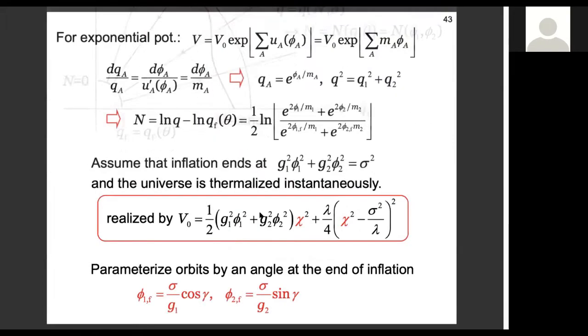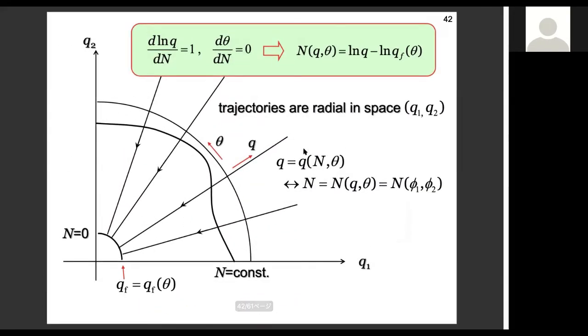Can I ask a question here? Oh, yeah, sure. Okay, since d theta / dn is 0, why is n dependent on theta? Yeah, as I said, because you fix the final slice.